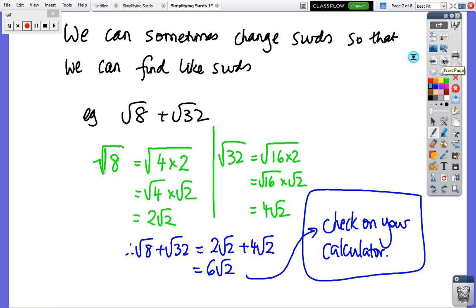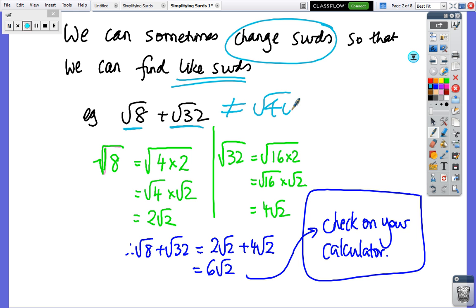But what we learn is that sometimes we can change the surds so that they actually get like surds. So for instance, square root of 8 plus square root of 32, okay, straight away it does not equal the square root of 40 because they're unlike.